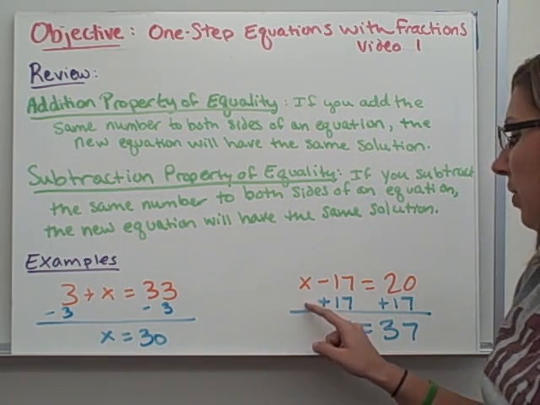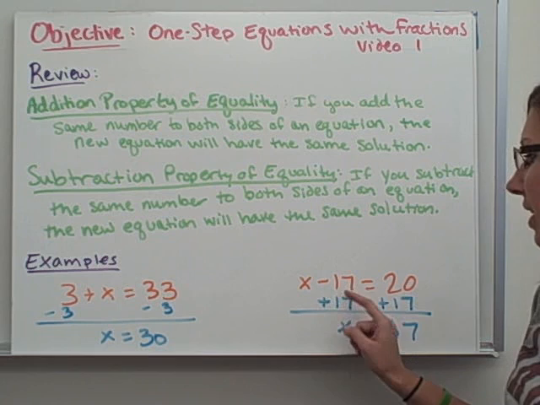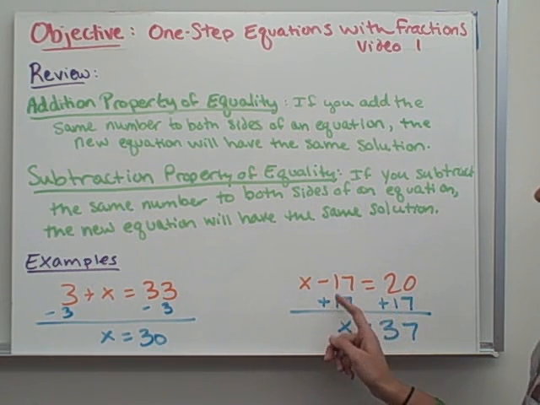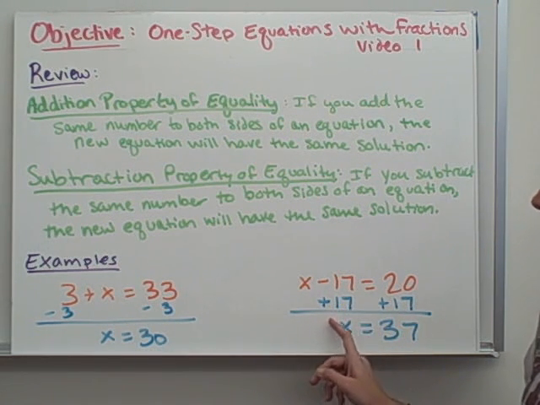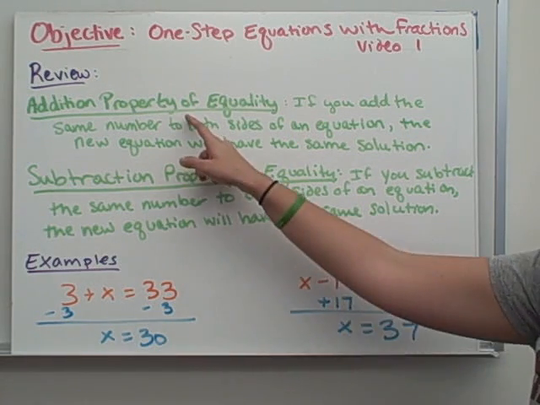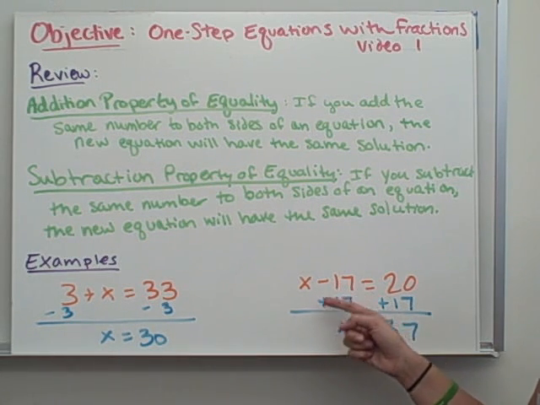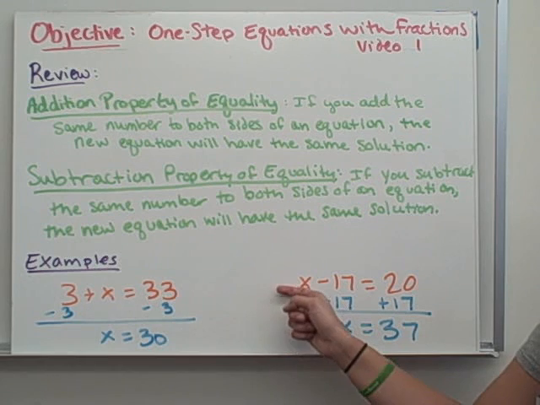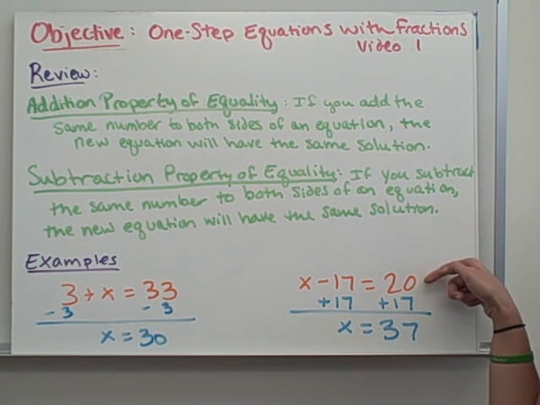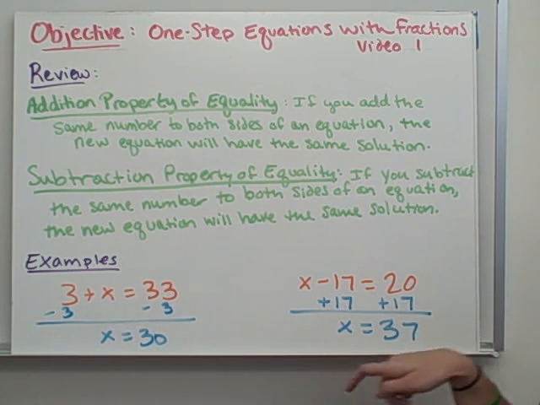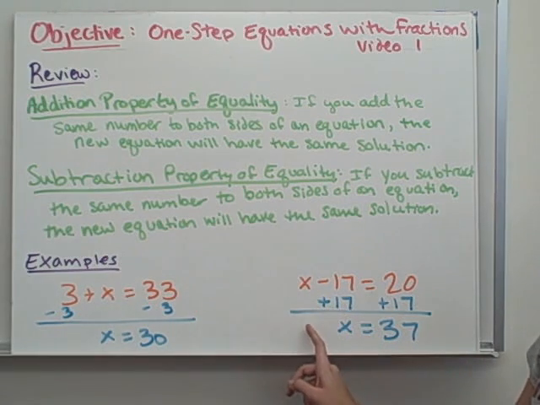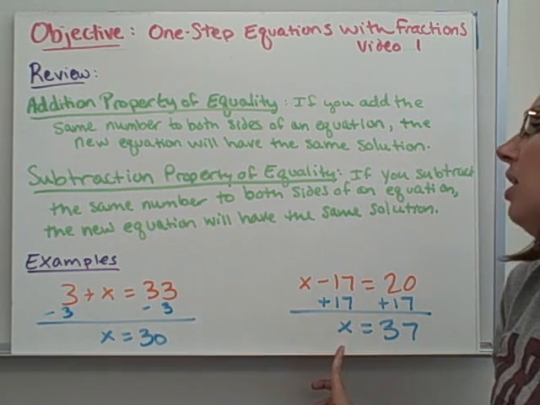Over here, if we have an equation that states x take away 17 equals 20, we're going to use inverse operations. So to undo the subtraction, we add, and then using this addition property of equality, what we do to one side, we also do to the other. So negative 17 plus 17 is nothing. We're just left with x on the left. 20 plus 17 is 37. So using these properties of equality, we know that x has to equal 37.